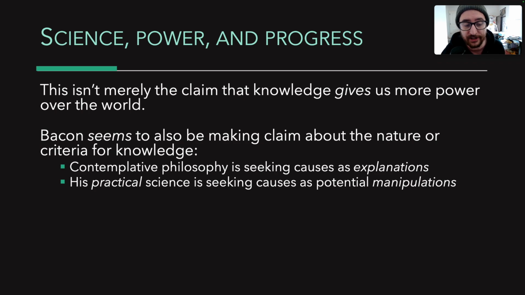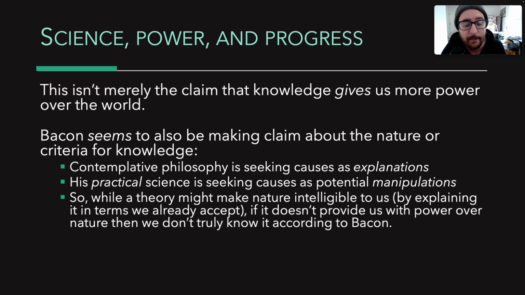But his practical science is seeking causes, not in the sense of explaining the things that we have observed, but in giving us information that's going to allow us to manipulate the world for our ends. All right, so it's forward-looking in terms of the kinds of benefits we can get by understanding those causes. We can produce new effects instead of just understanding the things that already exist in the world. So while a theory might make nature intelligible to us by explaining it maybe in terms that we already accept, if it doesn't provide us with power over nature, then we don't truly know it, according to Bacon.